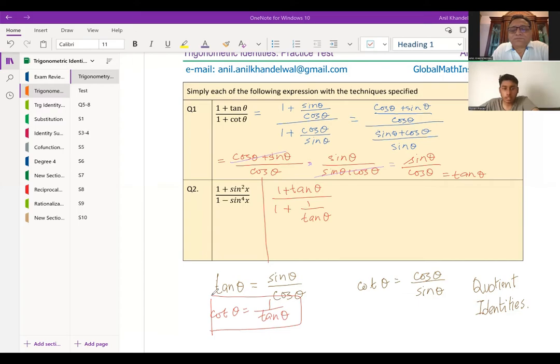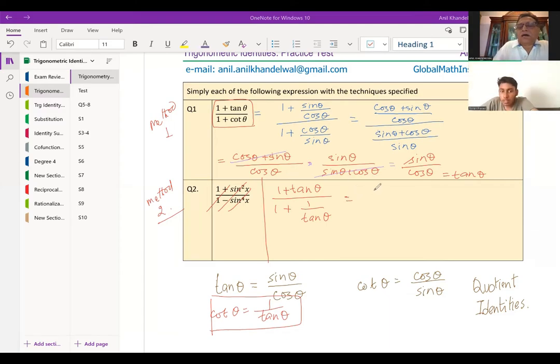Wait, sir, is this for the first question, like another method? Yeah, I'm using the second method, method 2. This is method 1. So that gives you flexibility, you know.